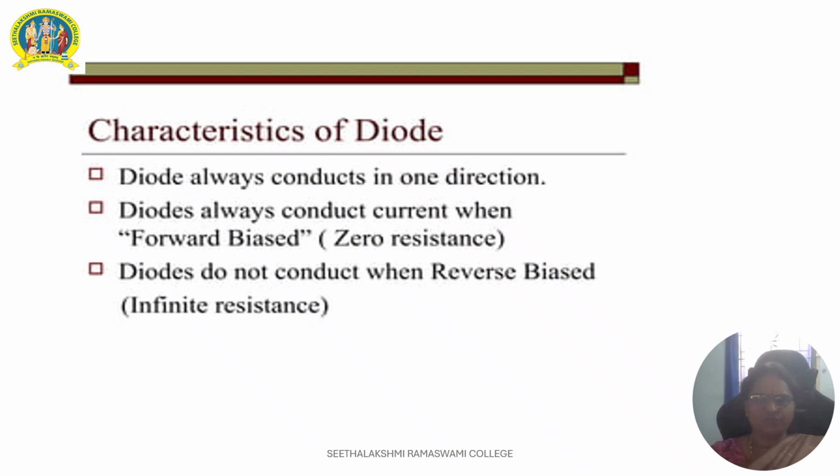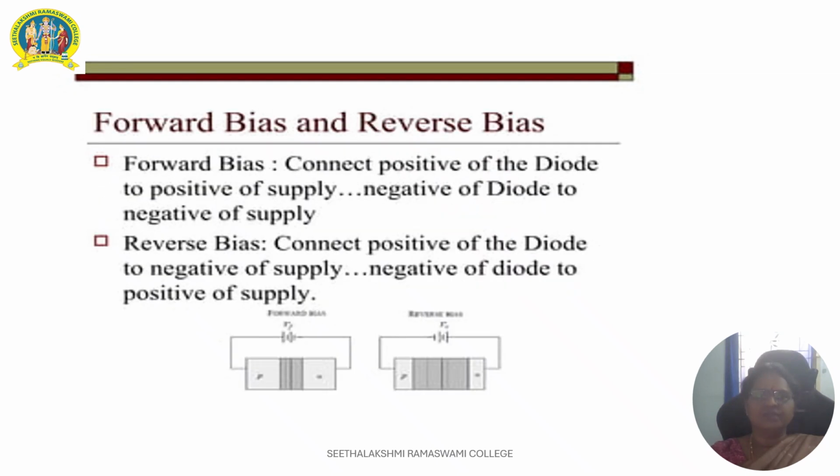The characteristics of diode. The diode always conducts in one direction. Diodes always conduct current when it is forward bias, that is, it is having zero resistance. And diodes do not conduct when it is reverse bias, that is, it is having infinite resistance. Forward bias and reverse bias. In forward bias, connect positive of the diode to positive of the supply, negative of the diode to negative of the supply. And in the case of reverse bias, connect positive of the diode to negative of supply and negative of the diode to positive of the supply.